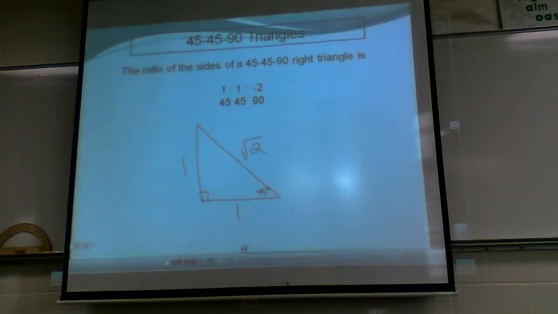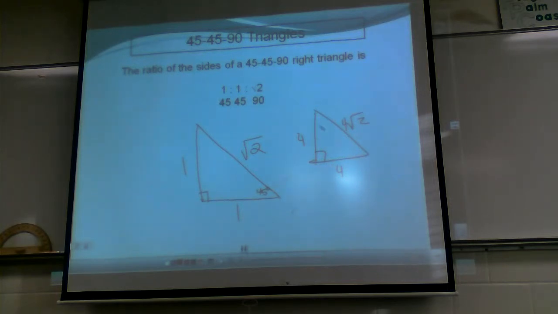Now every other 45, 45, 90 that we deal with is basically this triangle scaled up or down by a certain factor. Like if I took all the sides and multiplied them by 4, it would still be a 45, 45, 90 right triangle. If I have one that said 4, 4, and 4 square root of 2, they're still 45, 45, 90, because they're in a specific ratio.